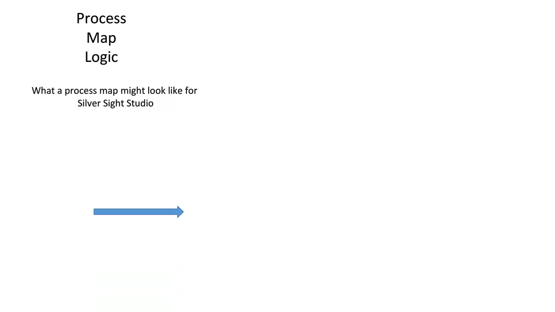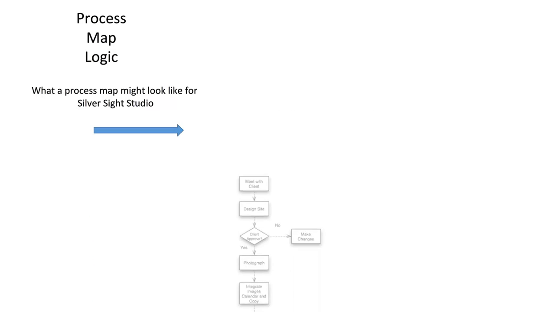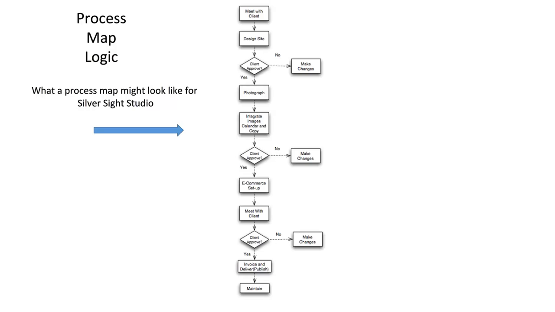Here is the process map for Silversite Studio. Again, they're interested in having a website done for their company, and they sell jewelry as described in the work breakdown structure. As you can see, there are certain symbols which are called depends or yes or no decision points going forward, and that means that the next action depends on the answer to the previous step. So therefore, if the client doesn't approve, you go back and make changes. If the client approves, you proceed.